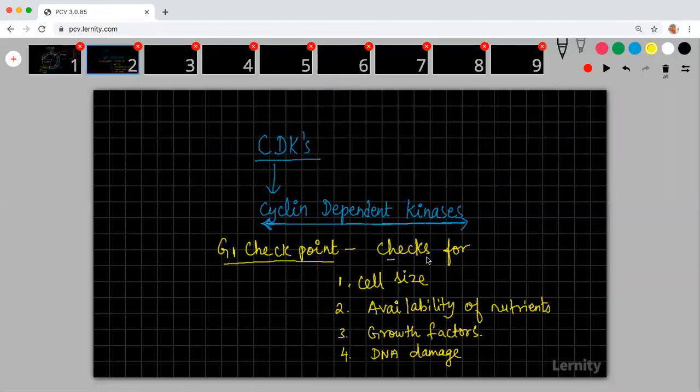G1 checkpoint will check for what all? Cell size, whether the cell is of proper size. It will check whether the nutrients are available for the cell division. It will try to check whether growth factors, whatever is required, are available or not. And then it will also check for DNA damage. So all these 4 things are checked by the G1 checkpoint.